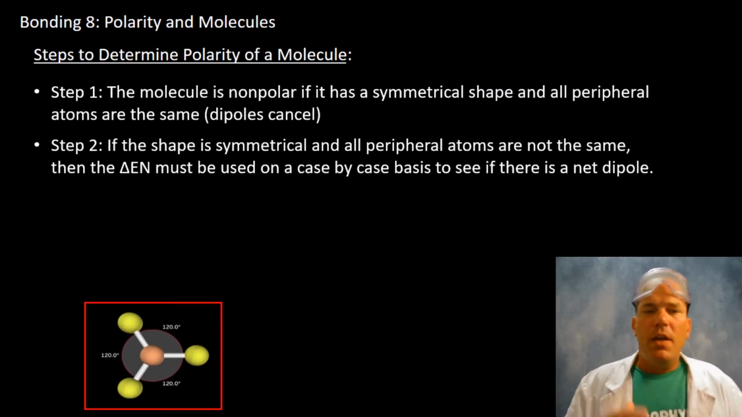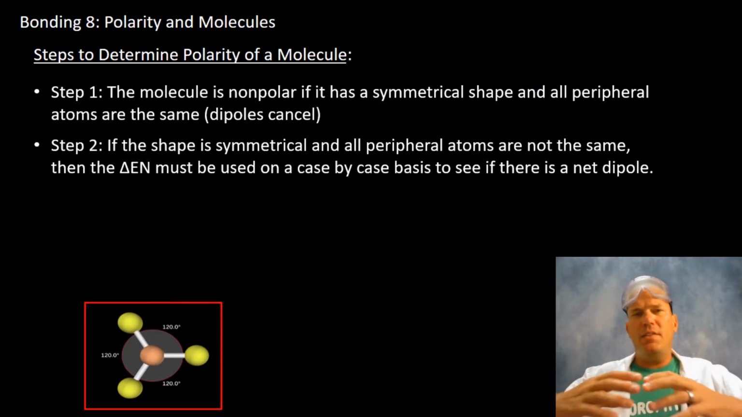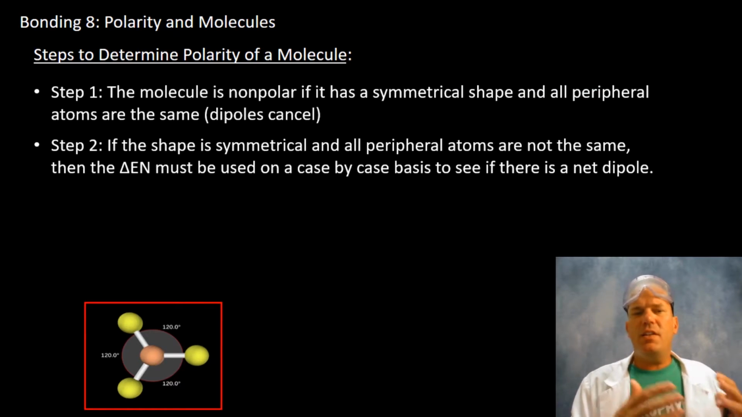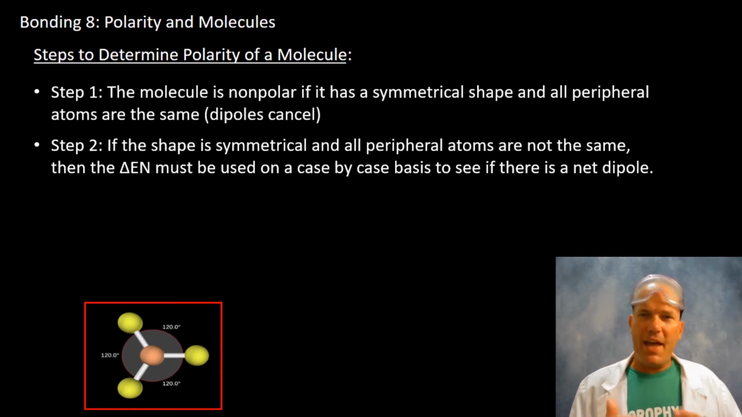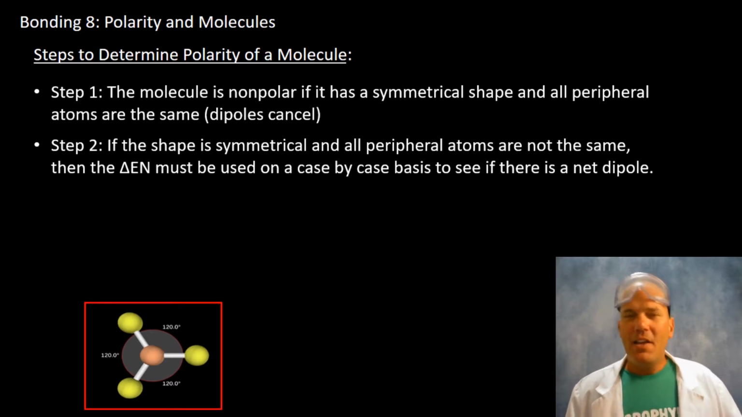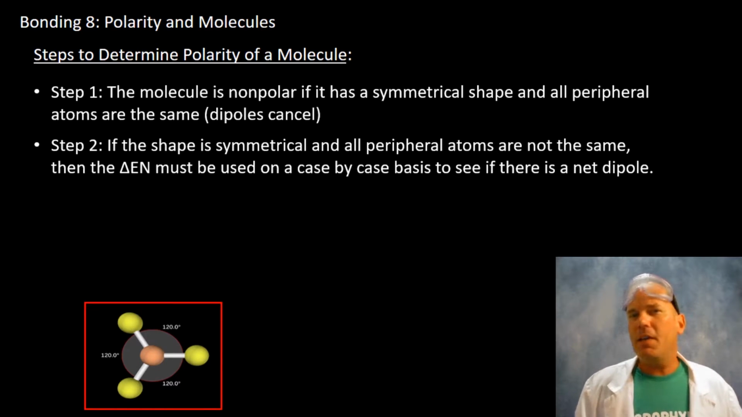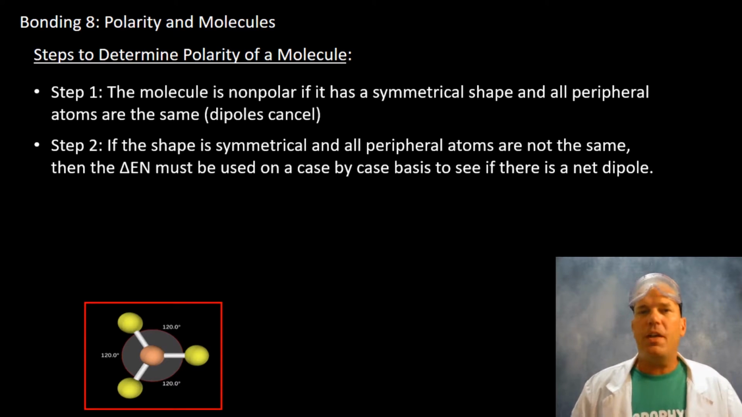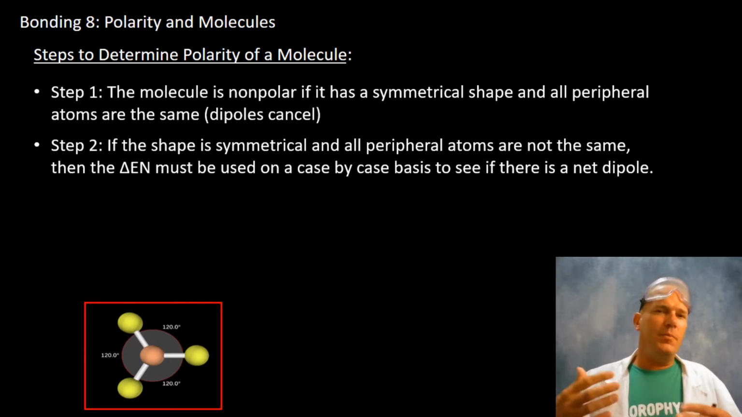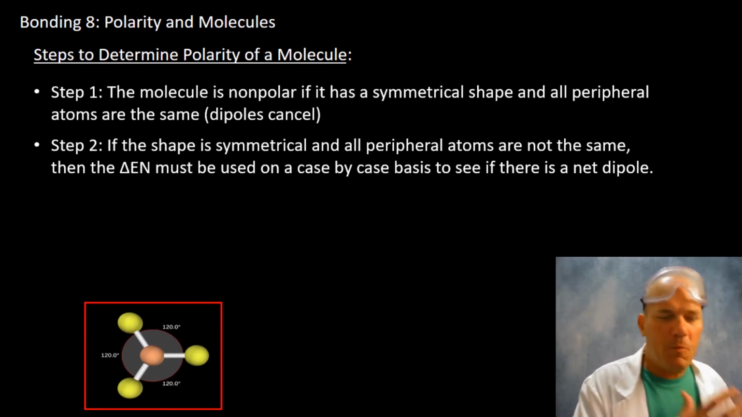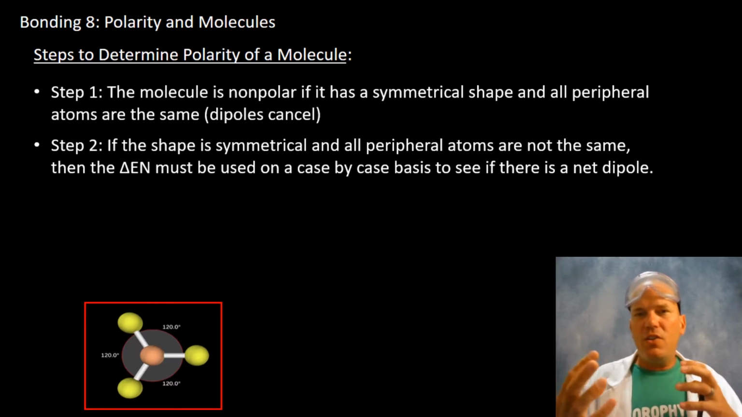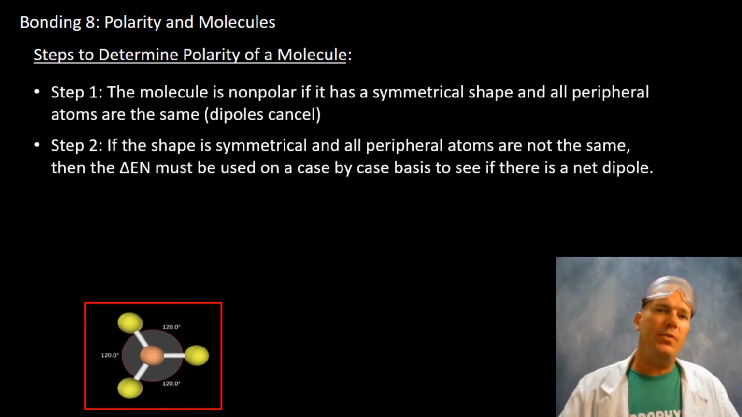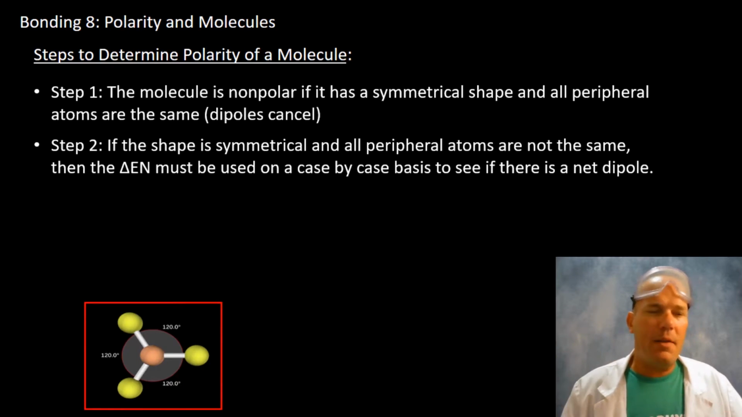Okay, step 2, if the shape and the symmetry are not the same, then the changes in electronegativity have to be used, and that has to be done on a case-by-case basis. So you literally need to get out that Pauling scale, and for each individual bond, look at what the change in electronegativity is. Use that scale from 0.5 to 2. Recall that from 1.7 to 2, it could either be a polar covalent or ionic, depending on whether or not it's bonded to a metal or a non-metal.